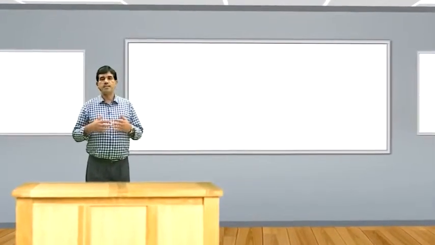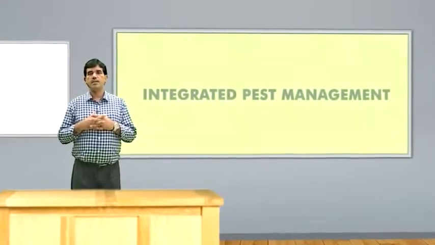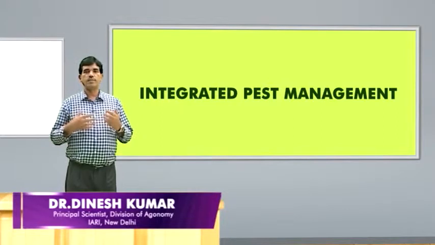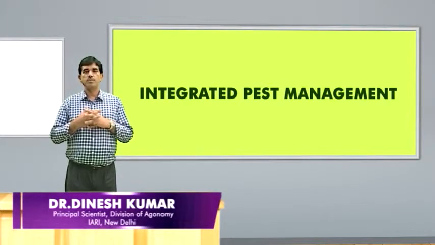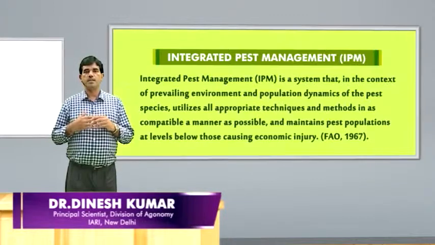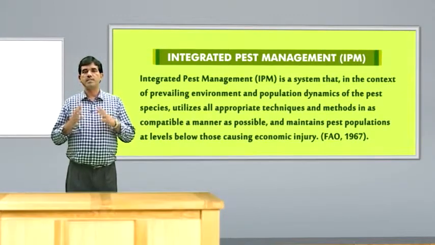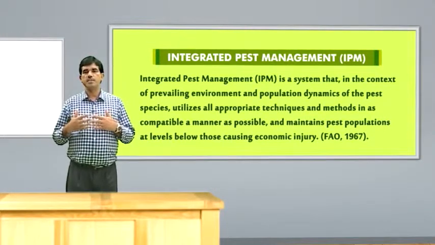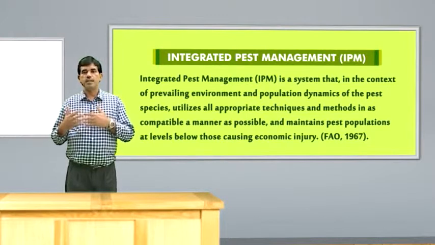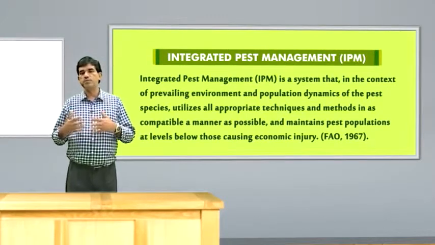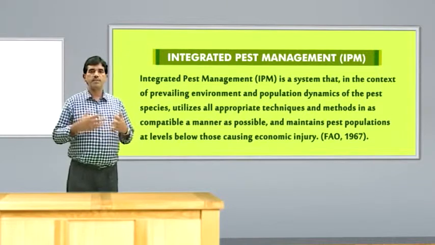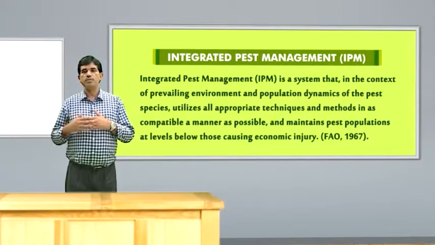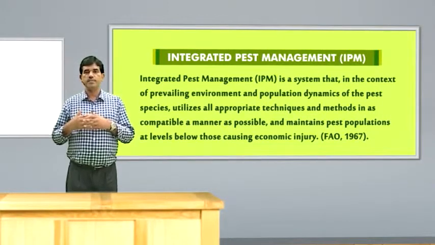The topic of today's lecture is integrated pest management. It will cover the definition of IPM, that is integrated pest management, components of organic pest management, and biotechnological approaches for pest management. Integrated pest management is a system that, in the context of the prevailing environment and population dynamics of the pest species, utilizes all appropriate techniques, tools or methods in as compatible a manner as possible and maintains pest populations at levels below those causing economic injury.